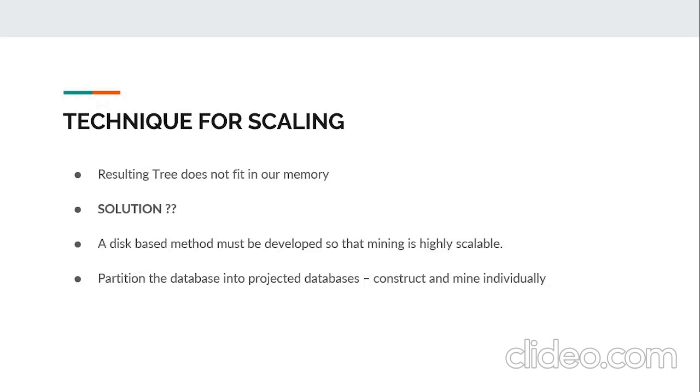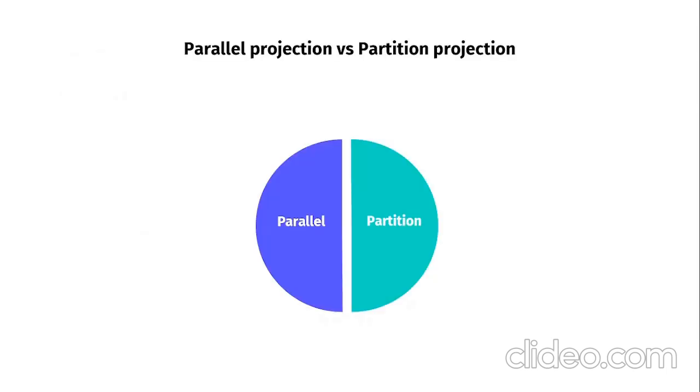And we have two different methods for database projection. The first one is parallel projection and the second one is partition projection. In parallel projection, we scan the database to be projected once, where the database could be either a transaction database or a projected database. Since a transaction is projected in parallel to all the projected databases in one scan, it is called parallel projection.